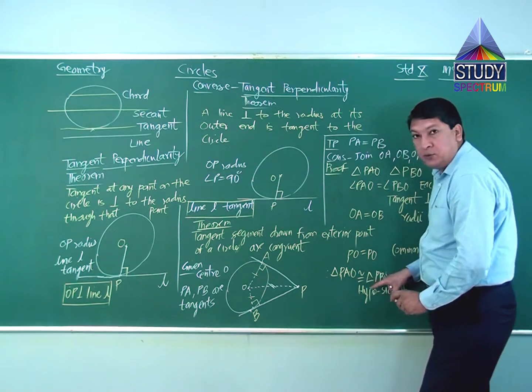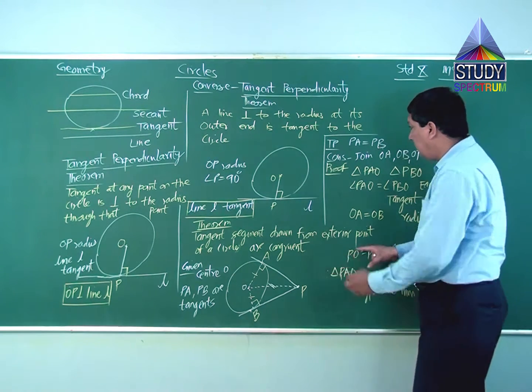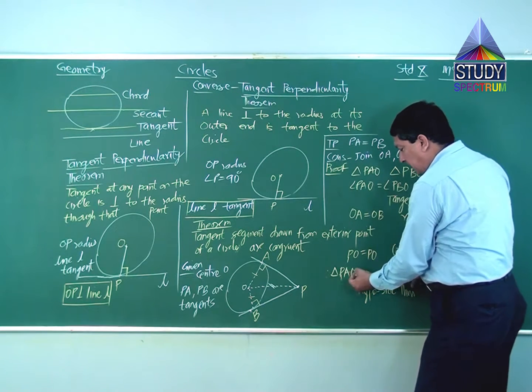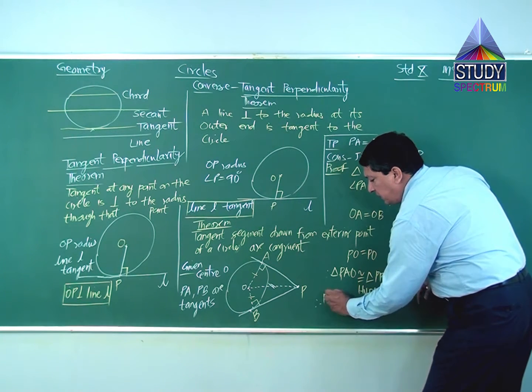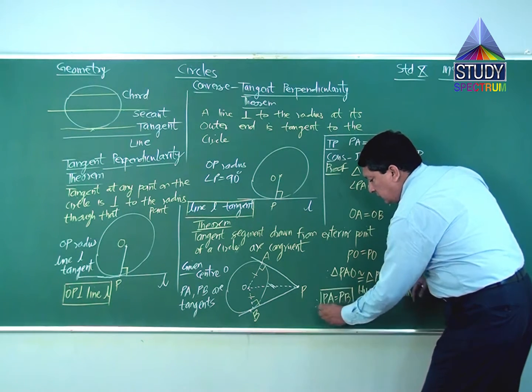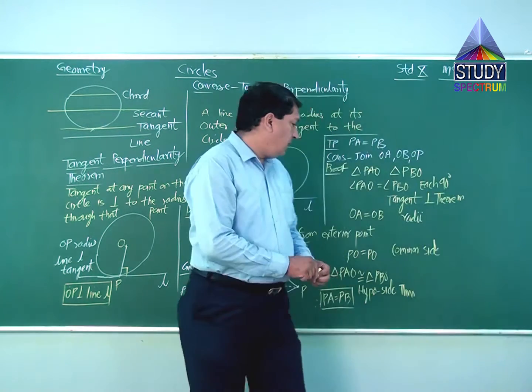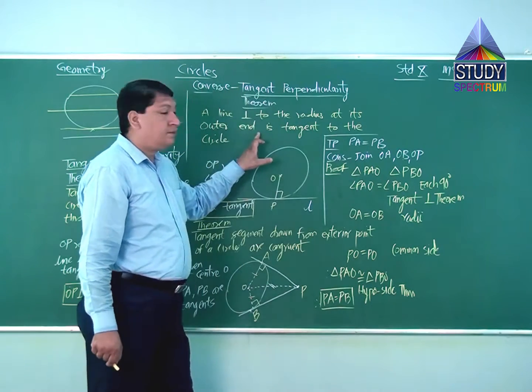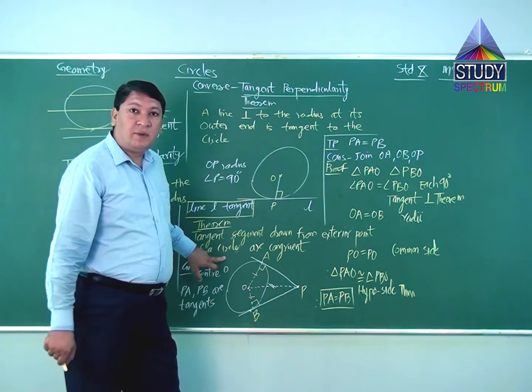Now, once triangles are proved congruent, we can write corresponding sides are congruent. We wanted PA is equal to PB; PA, PB are corresponding sides. Therefore, PA is equal to PB. Hence, we got the result: tangent segments from exterior points are congruent.